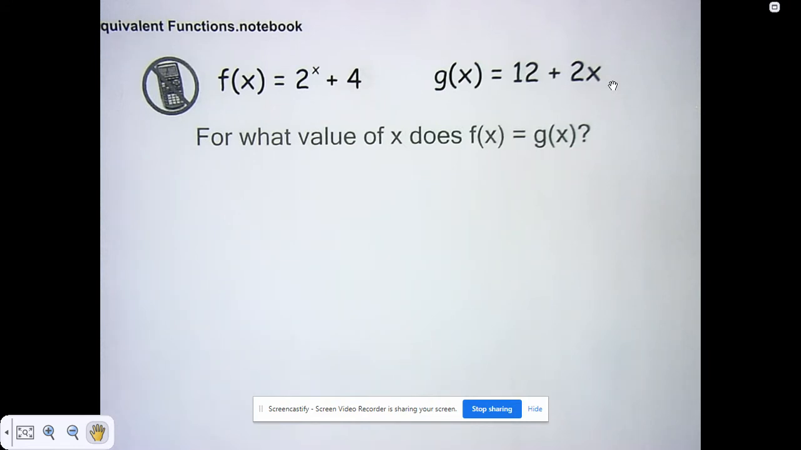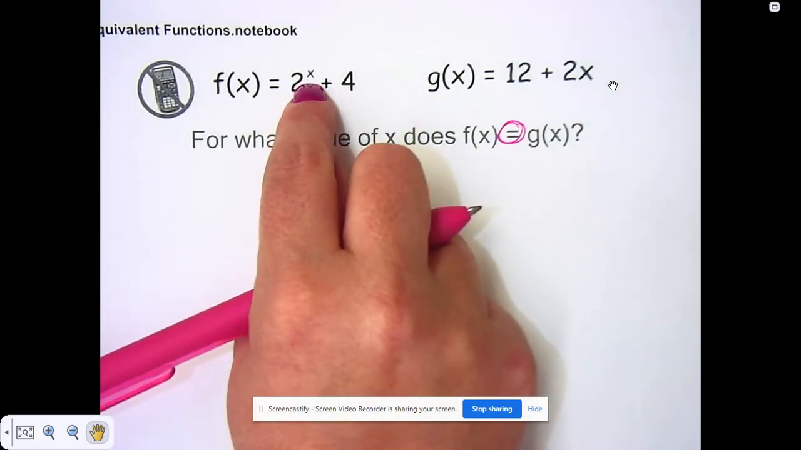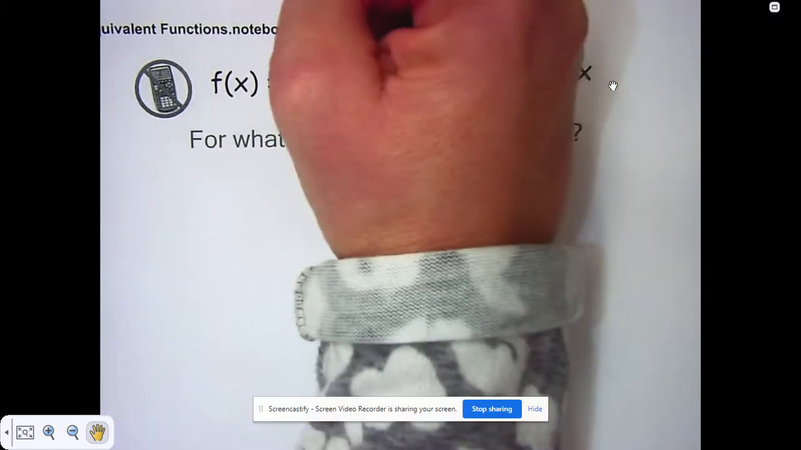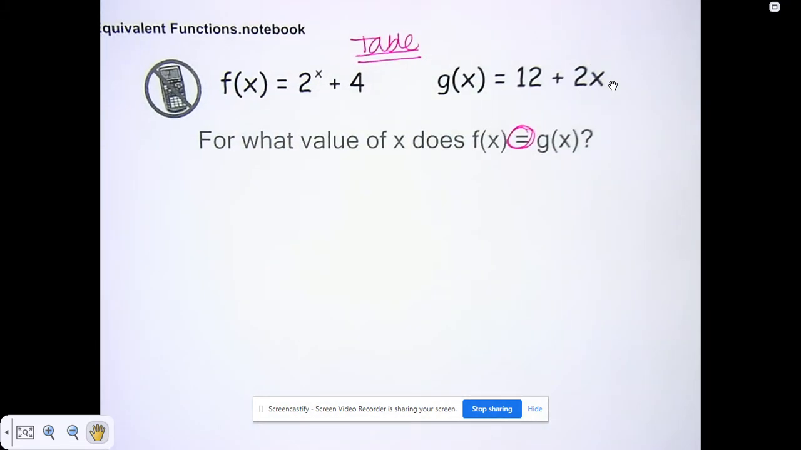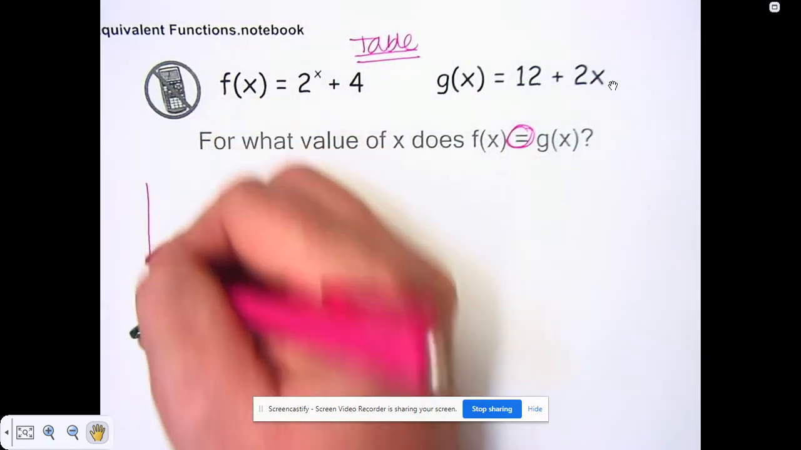All right. So what we've got here is they want to know when are these two values equal? But we've never done one with an exponent as a variable. The only way to do this without a calculator and without multiple choice, if it was multiple choice, you could just plug them in. But this has actually been fill in the blank in the past, that type of question where you're actually going to fill in your answer. So we do what is called a table.